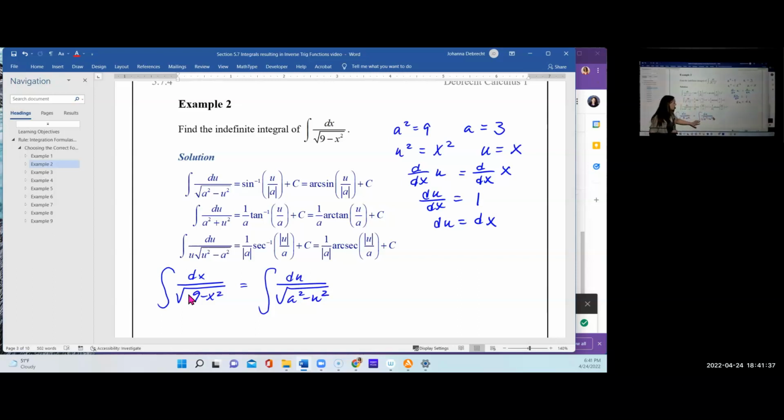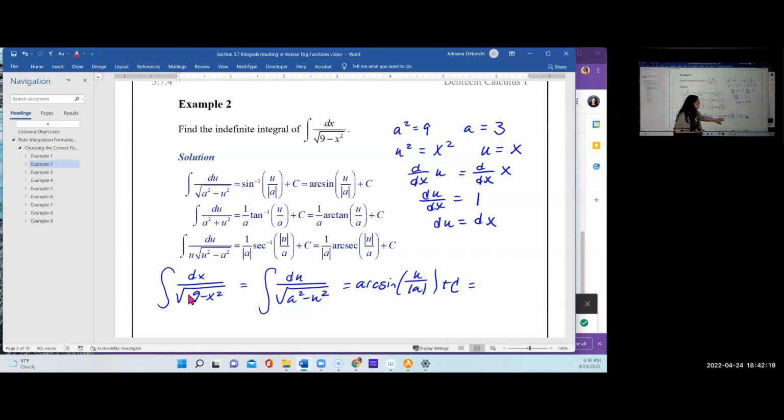Check to be sure that other than a constant multiple at the front, this is identical to one of the 3 formulas that we have for this section. It's the first one, which gives us arcsine of u over the magnitude of a, plus the constant of integration. Now, remember that our constant of integration is giving us a family of antiderivative functions. In other words, the same graph shifted up and down by some constant c.